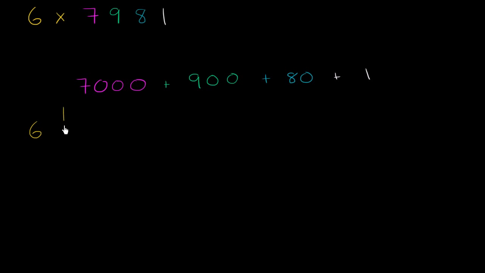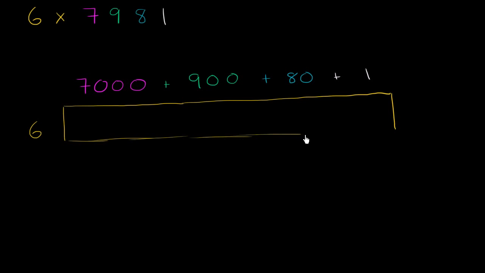And we're going to have to think about what 6 times 7,000 is, 6 times 900, 6 times 80, and 6 times 1. So I'll make a little rectangle for each of them. Let me do that. So here we go. And so we just need to think about what is 6 times 7,000? Well, 6 times 7 is 42. So 6 times 7,000 is 42,000.